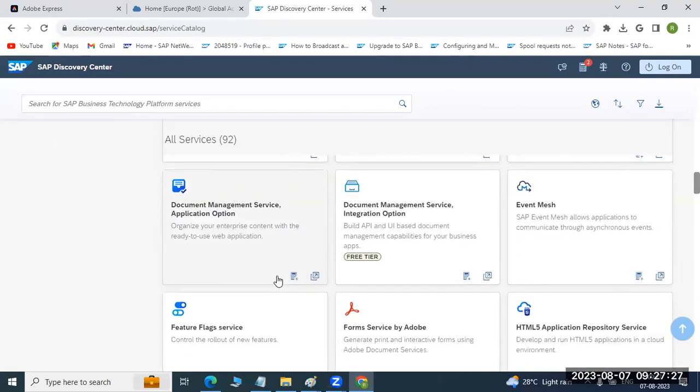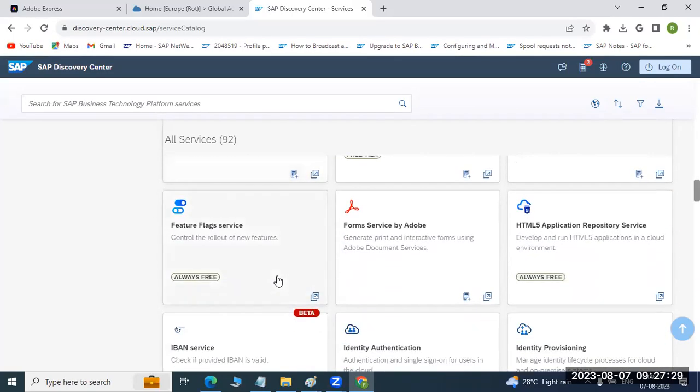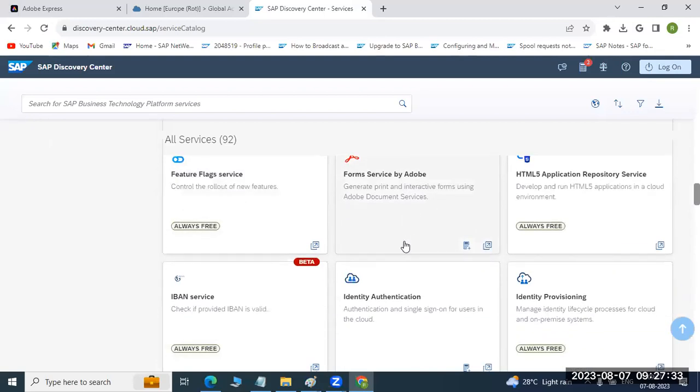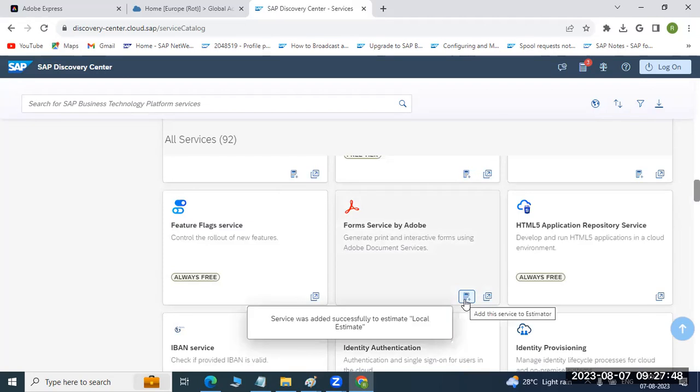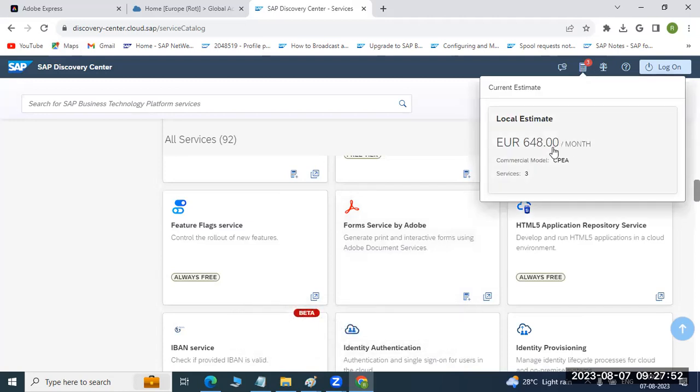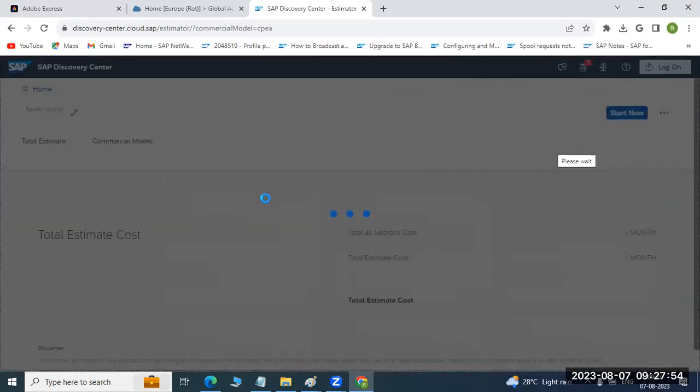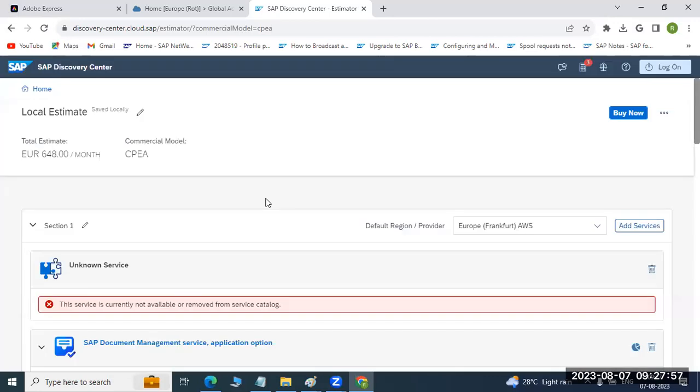Some services are not free. For example, the Adobe ADS feature. Suppose in your organization you want the ADS services. What you have to do in the Java systems is install the ADS functionality, then configure it. Here, you need not do any installations. Just add this service, right? Then, how much you have to pay in the CPI model, go for the cost estimation here.